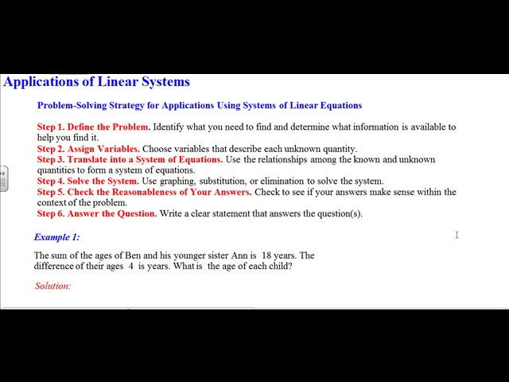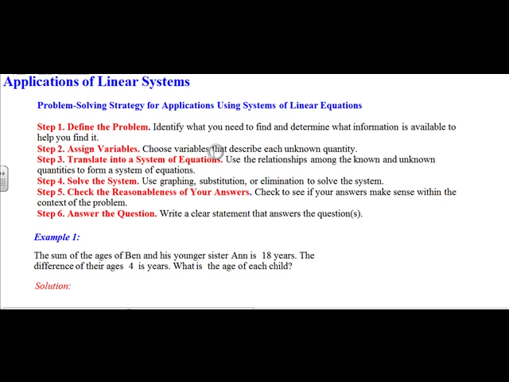In this section, we're going to study the application of linear systems. For any word problem, this is a very general procedure that you need to consider. Step 1, define the problem. We need to identify what you need and what you have, and what other information is available to help you define it. Second step is assign variables.